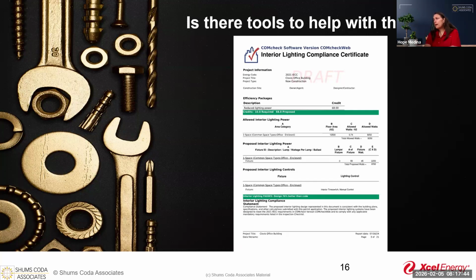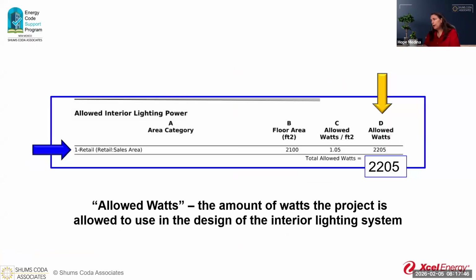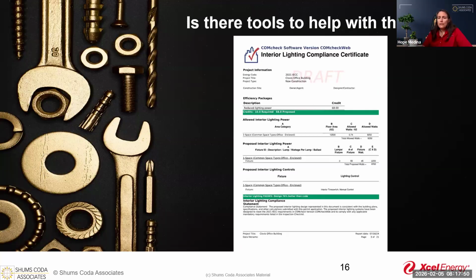And the good news is COMcheck does have a tool that would help you with that, because when it's an alteration, you would go in here, and instead of the project type being new construction, you would place in there alteration.